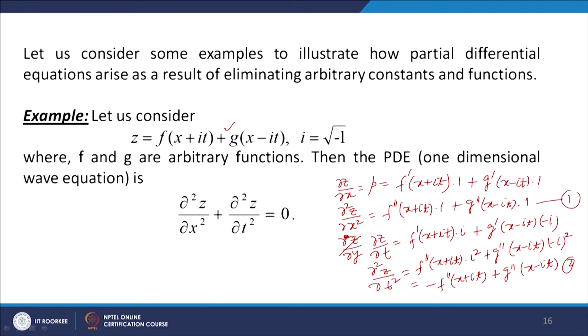This is i square, this is also minus 1. So, we get minus f double prime x plus i t minus g double prime x minus i t. So, when we add equation 1 and 2, this is 2. The right hand side becomes 0. This will cancel with this, and we will get z x x plus z t t equal to 0. So, this is a second order partial differential equation we get.